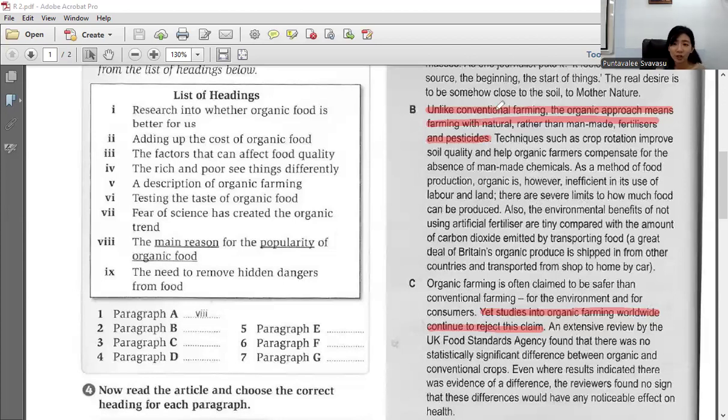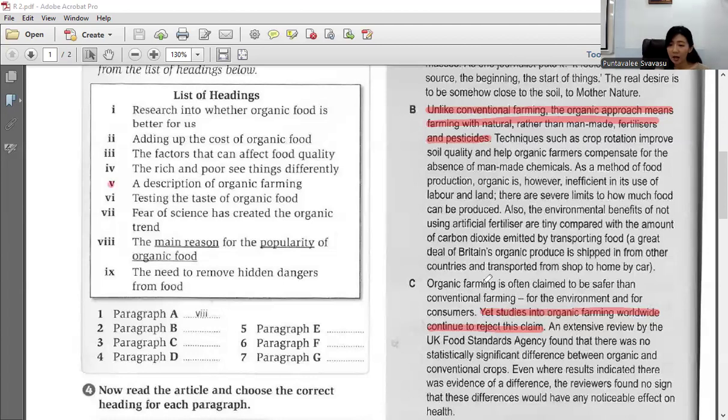If you link back to the answer, I would say the answer for paragraph B is number 5, description of organic farming. See, because it says "means", so it's the meaning, a description, trying to say what it means. So this is paragraph B, and the answer is 5. Let's move on to paragraph C.